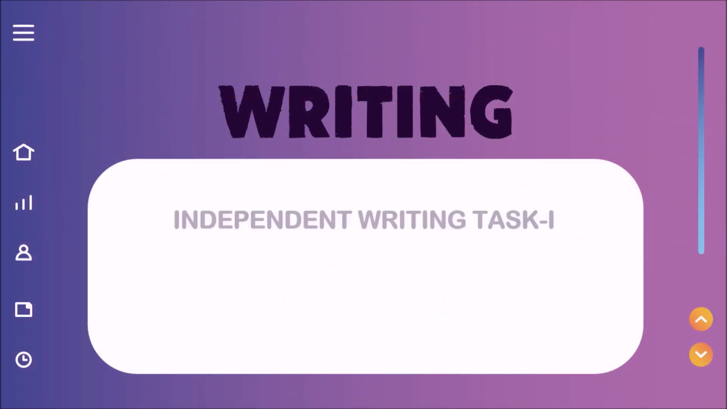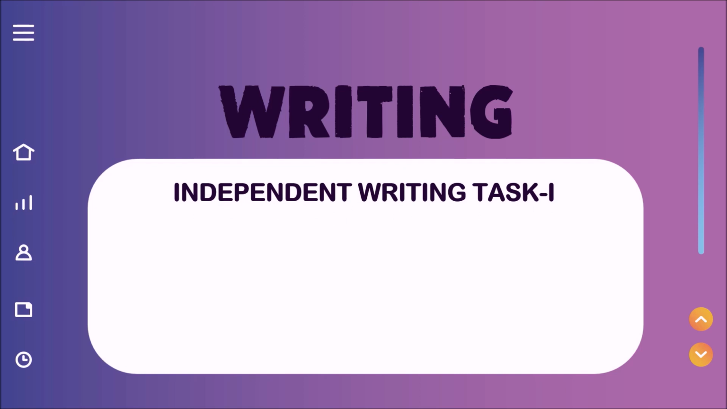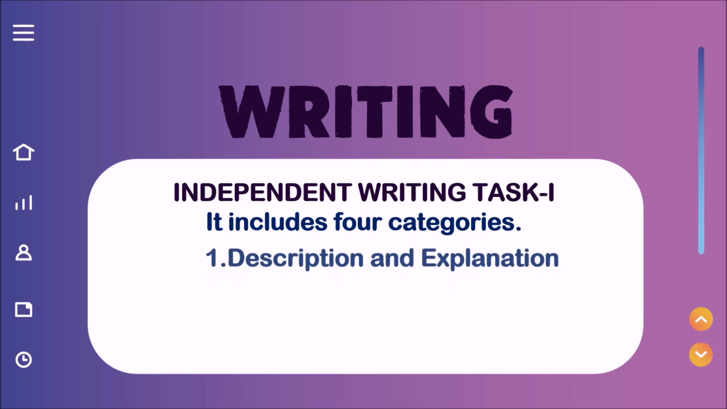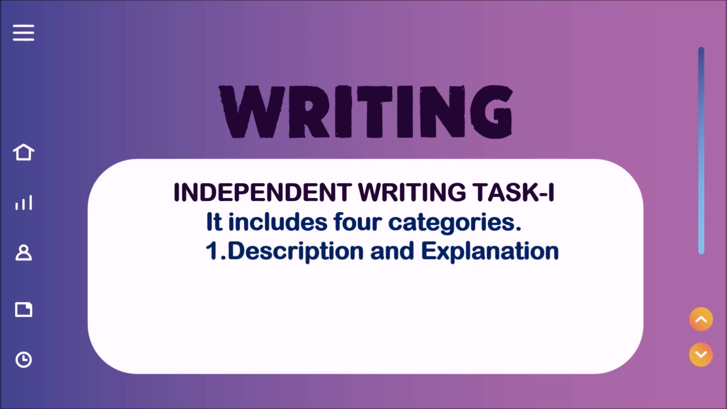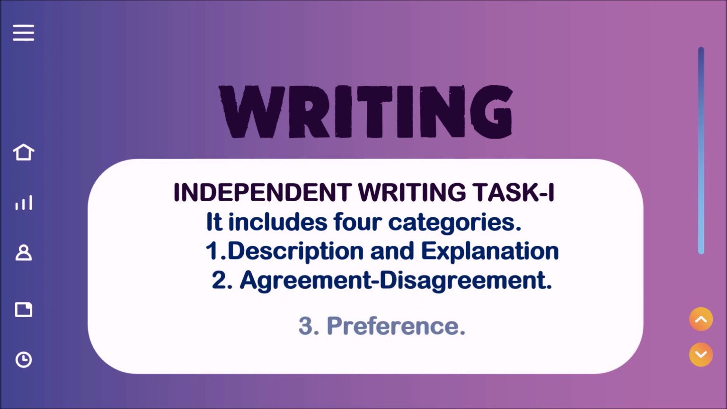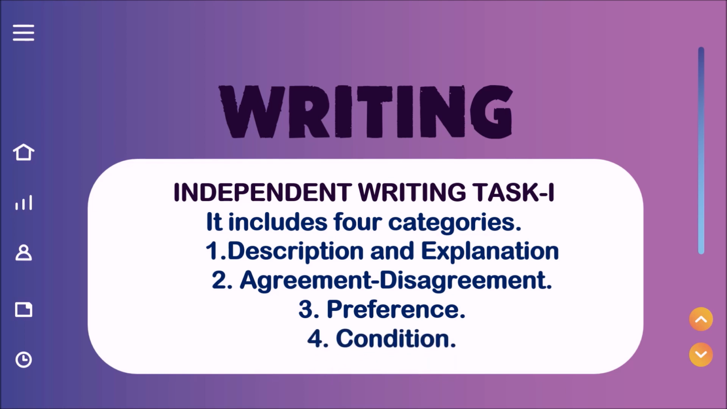Now let's check how well we can do this independent writing task. We'll have basically 4 categories. Number 1, description and explanation. Number 2, agreement and disagreement. Number 3 is preference. And number 4, condition. Now first, let's look at an example of how well we can do the first category, description and explanation.